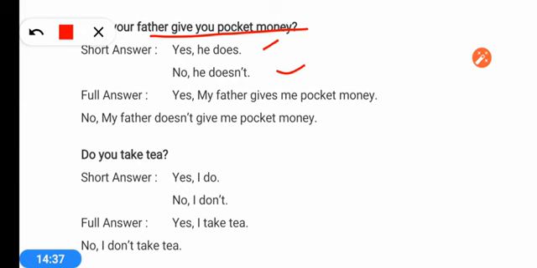But if you have to give a full answer, then: yes, my father gives me pocket money. No, my father doesn't give me pocket money. This way you can use it. I hope you might have understood.